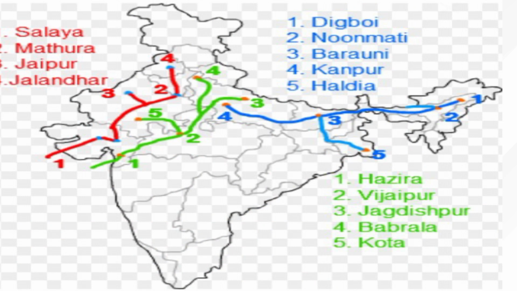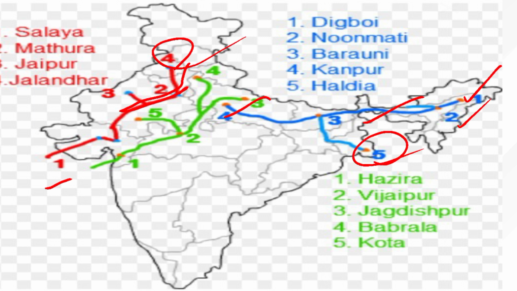Look at the map. First, let us see the first one. Salaya, Mathura, Jaipur, Jalandhar. Final destination. Digboi, Assam, Numaligarh, Barauni, Kanpur, Haldia, Calcutta. Hazira, Vijaypur, Jagdishpur, Babrala, Kota, Rajasthan.